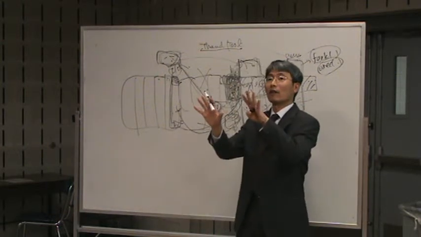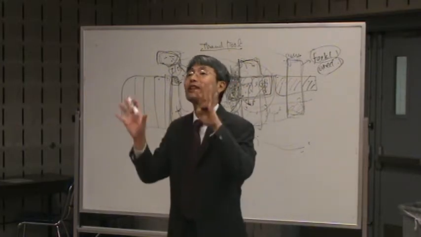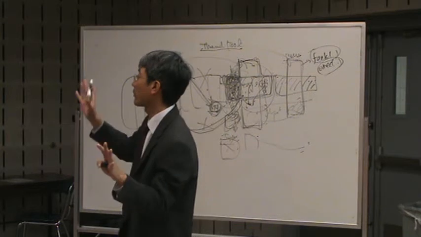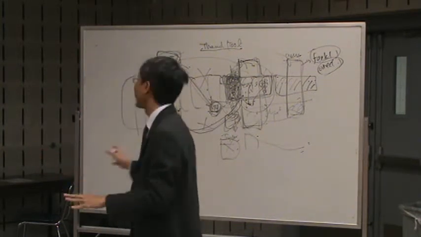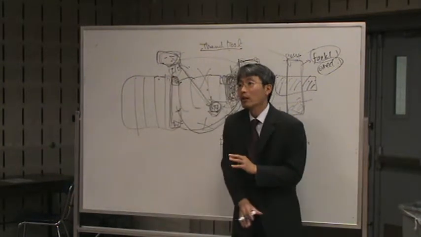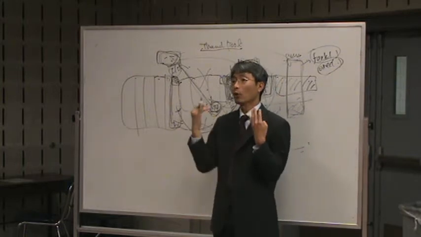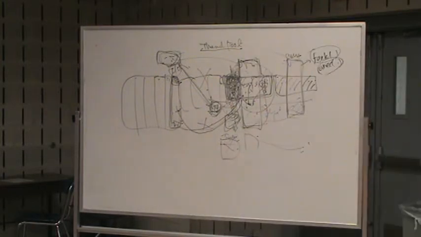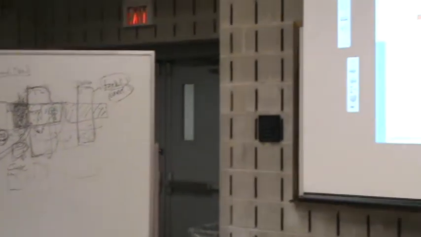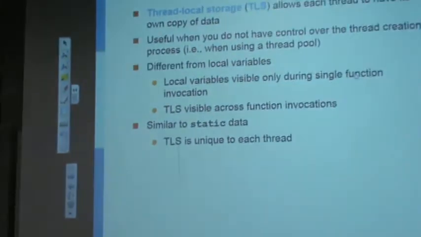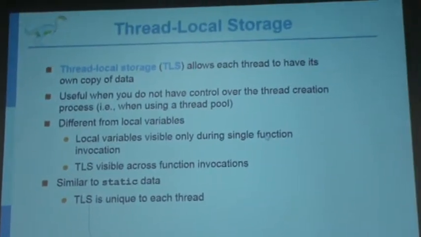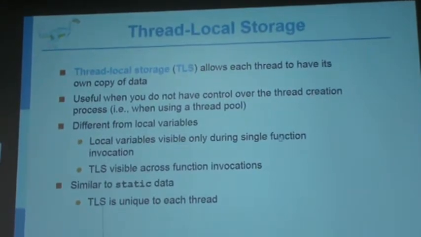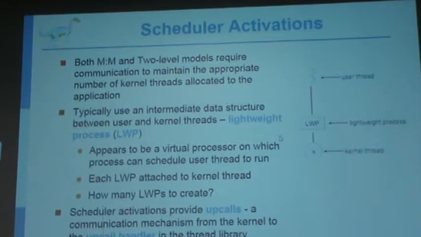That is the difference. If you allocate such a variable as a local variable in the thread area, it will be gone when you terminate your thread. However, if you put the data in the TLS, it's still visible, even though you terminate and recreate the thread. Okay? So TLS is unique for each thread. It's an area in the thread. So especially when you are using the thread pool, this is useful.